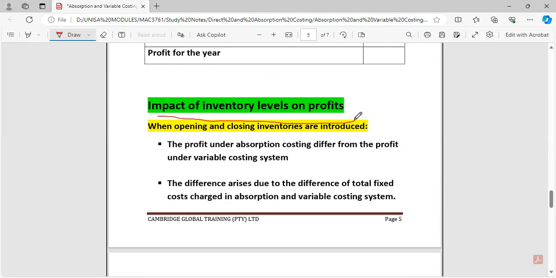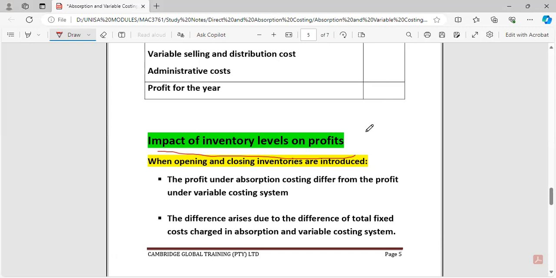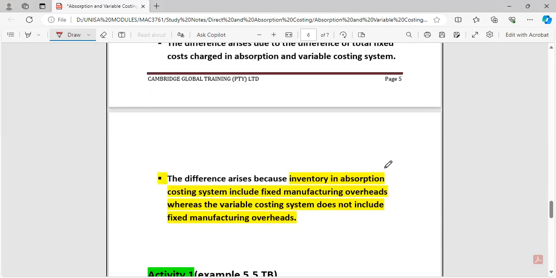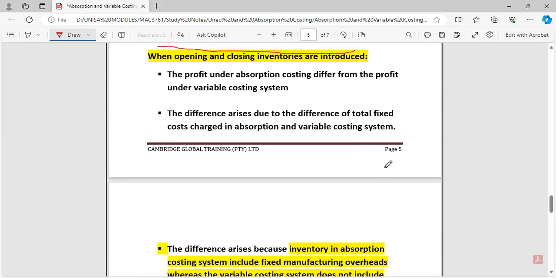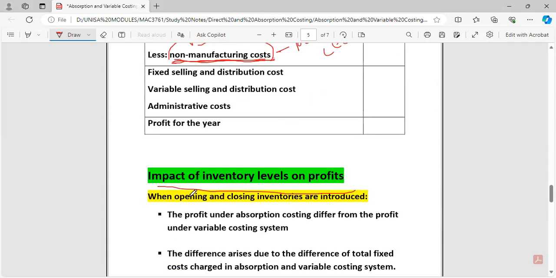Impact of inventory levels on profit. The impact of inventory levels on profit. Right. When we are here on this part, I want you guys to understand this part. I will just give a small example before we go to the question, especially on these inventory levels.